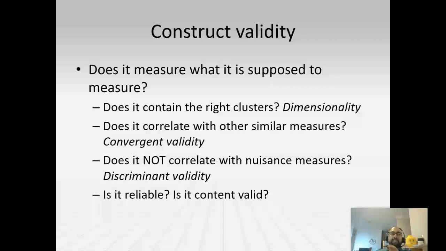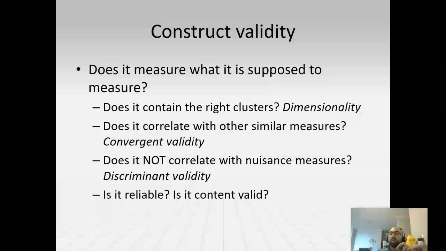Next is convergent and divergent validity. These refer to correlations of your predictor, not with criteria, but with other measures. So let's say you're developing a new test of math ability. People's scores on your new test of math ability should correlate with people's scores on existing tests of math ability. So it should correlate with similar tests. That is convergent validity.